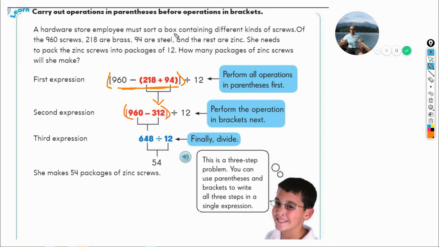Okay, so you've got a sorted box containing different screws. Of the 960, 218 are brass and 94 are steel, and the rest are zinc. So if you combine the brass and steel, you can find out what's left for zinc, because she needs to pack the zinc screws into packages of 12. So you have to combine brass and steel, remove them from the zinc, and then once you get your 648 zinc screws, divide by 12.